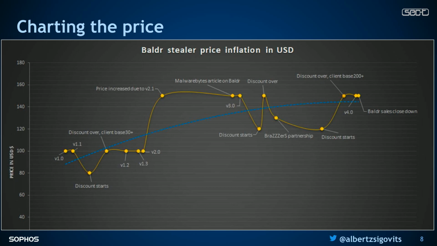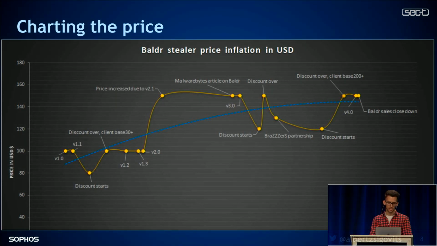So this chart kind of demonstrates how the price of this simple stealer increased significantly throughout the past 4 to 5 months. The first version, as you can see, was sold for about $100. And each new version, each new iteration of the malware was cause for the distributor to raise the price. The seller and the distributor regularly promoted special discounts in order to attract more customers to buy the malware. And as you can see towards the end, Baldr capped around $150 and towards the end you'll see the sign Baldr sales closed down, and I will get to that later.